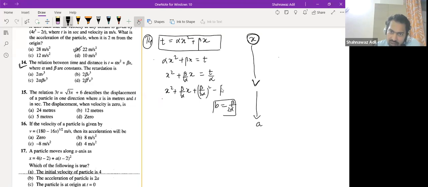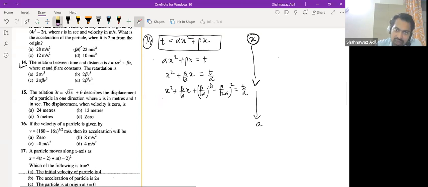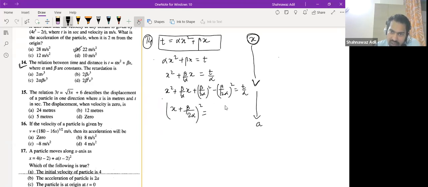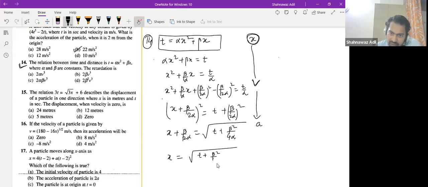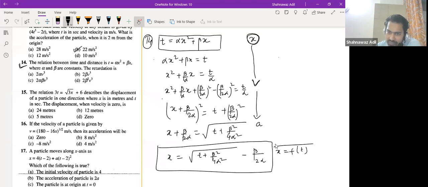So b square, and this is t by alpha, and then this is a square plus 2ab plus b square. So this is x plus beta by 2 alpha, whole square, and then we get the square on the right-hand side, beta by 2 alpha squared. Then we take the root. So x is root of t by alpha plus beta square by 4 alpha square, minus beta by 2 alpha. Now this equation is in the form of t. Am I correct?